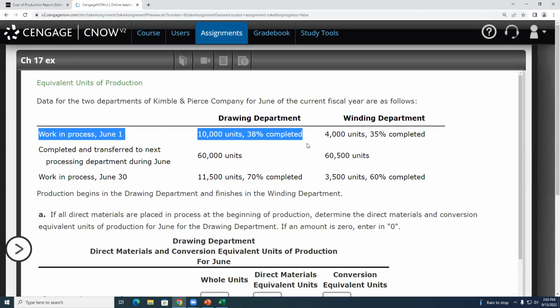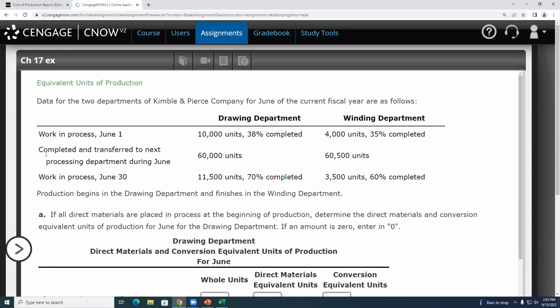The 38% complete means we had done 38% of the work. In other words, 38% of the conversion costs for those units were incurred in May. So how much more work did we have to do on those in June? If we did 38% of the work in May, how much do we have left to do in June? 62%. Everyone agree with that? We already did 38% in May. So that means to finish those units, we have 62% more of the work to do in June. Okay.